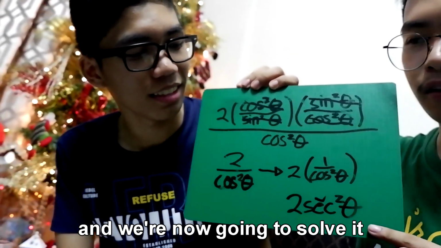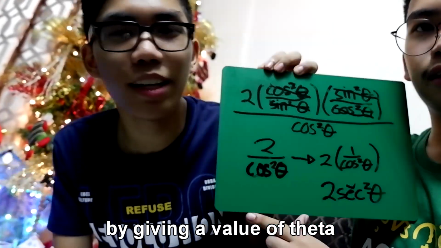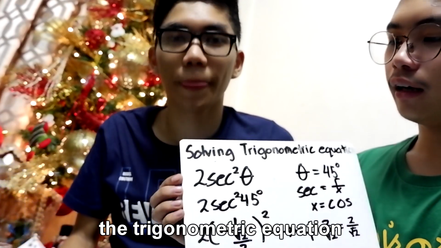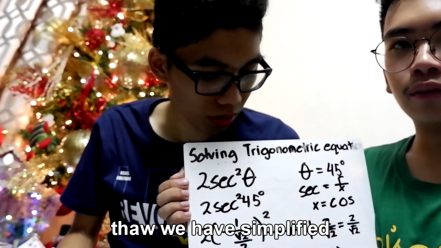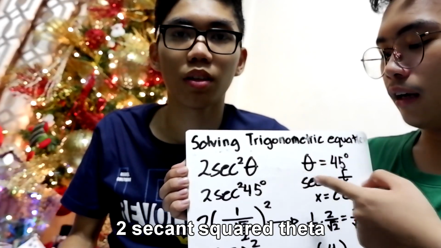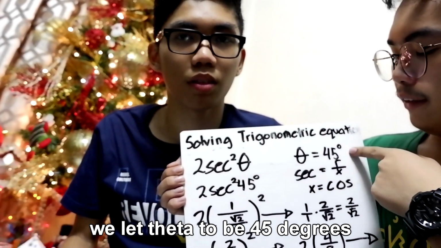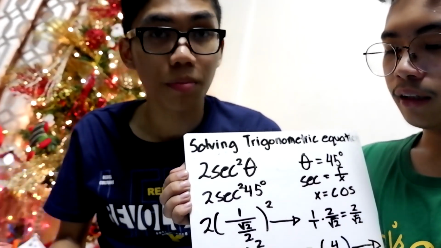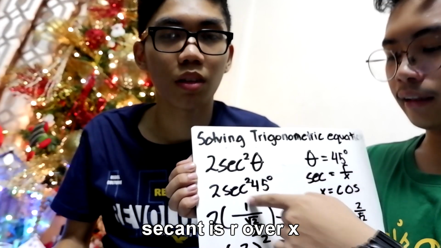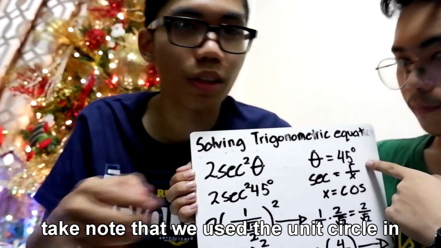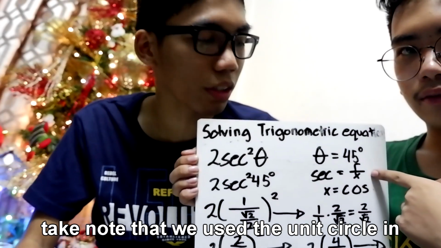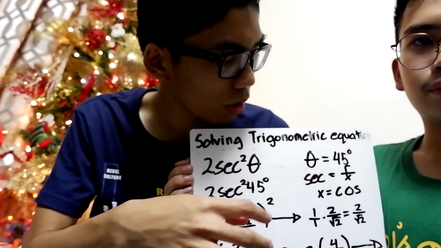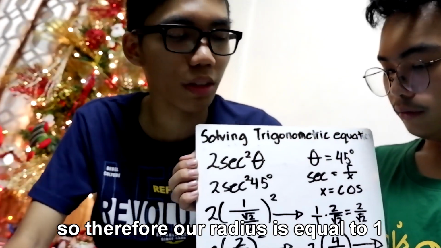And we're now going to solve it by giving a value of theta. We're now going to solve the trigonometric expression that we have simplified. 2 secant squared theta, we let theta be 45 degrees. It will now be 2 secant squared 45 degrees. We know that secant is r over x. Take note that we use the unit circle in solving this, so our radius is equal to 1.